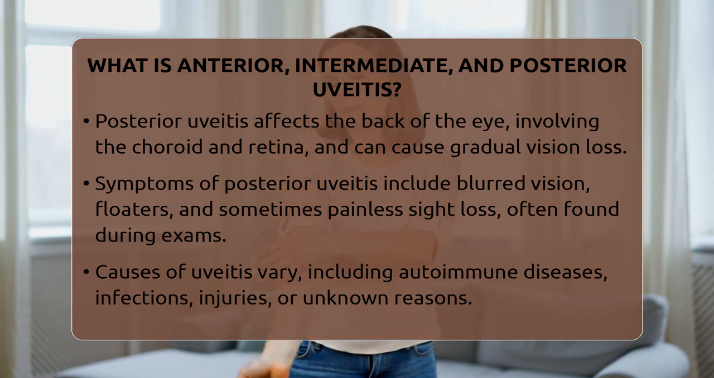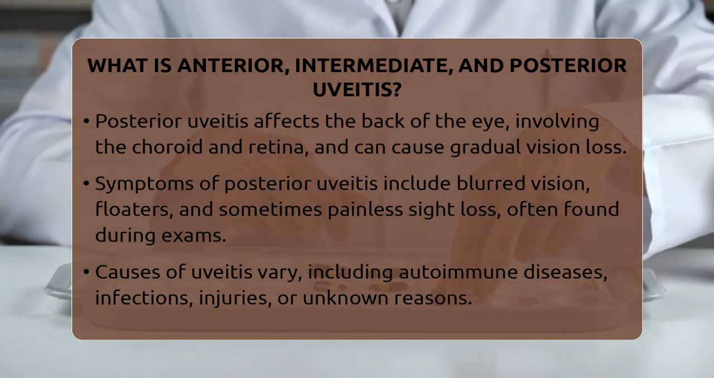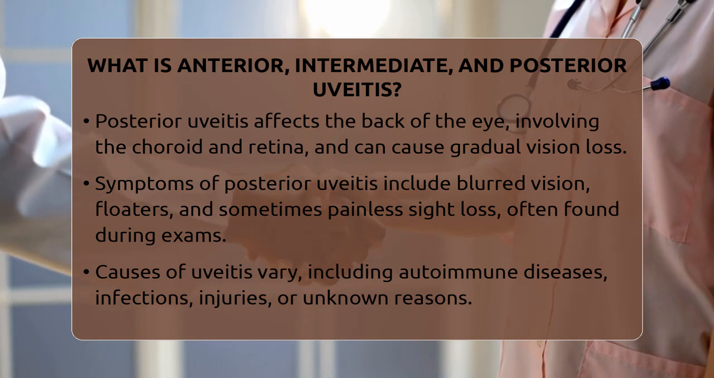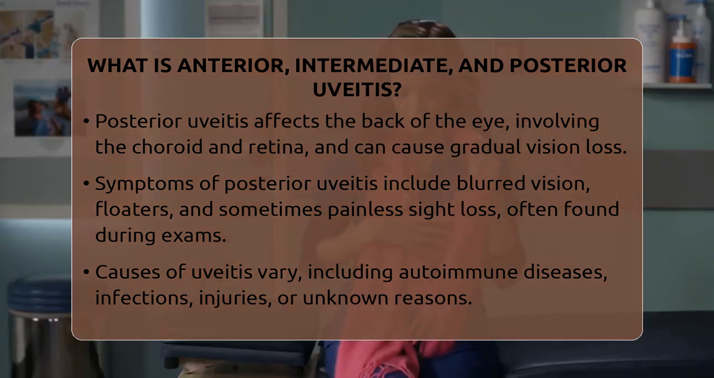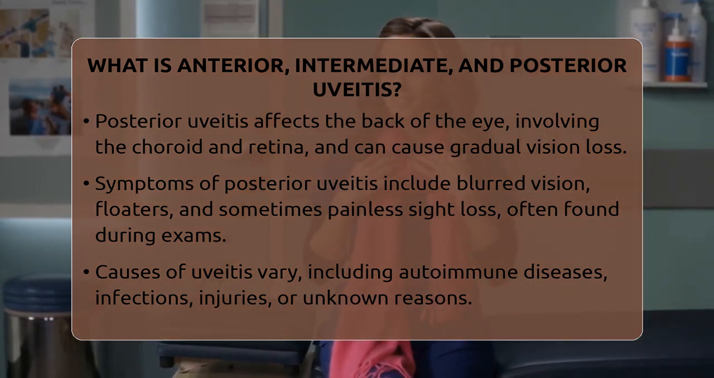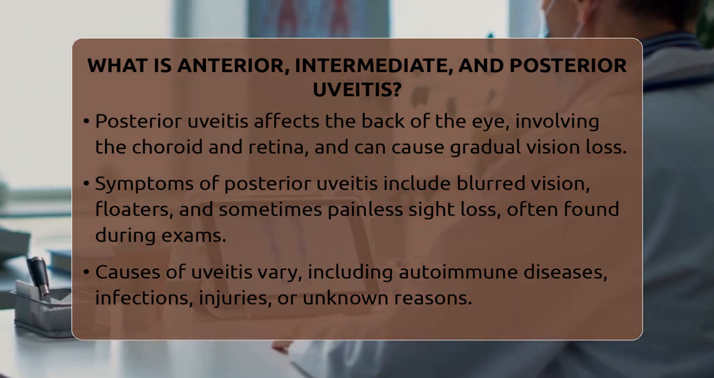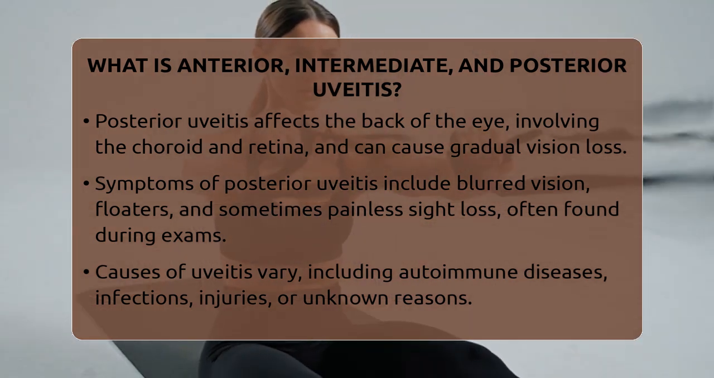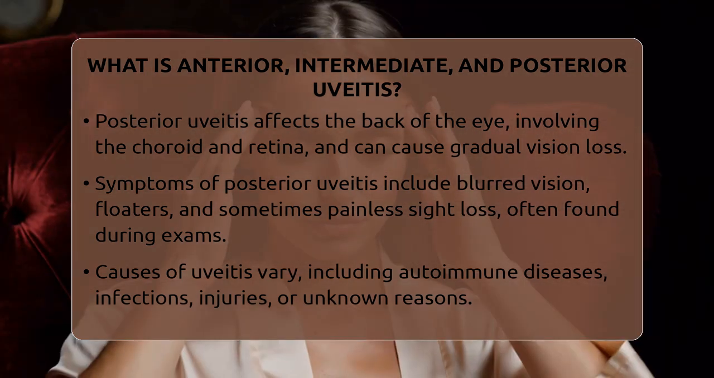This is the least common form but can be the most serious because it has the potential to cause significant vision loss. Symptoms may develop gradually and include blurred vision, floaters, and sometimes painless loss of sight. Because it affects the back of the eye, symptoms might not be obvious initially and are often discovered during an eye exam. Causes of posterior uveitis can be infectious, like toxoplasmosis or tuberculosis, or non-infectious, related to autoimmune diseases.